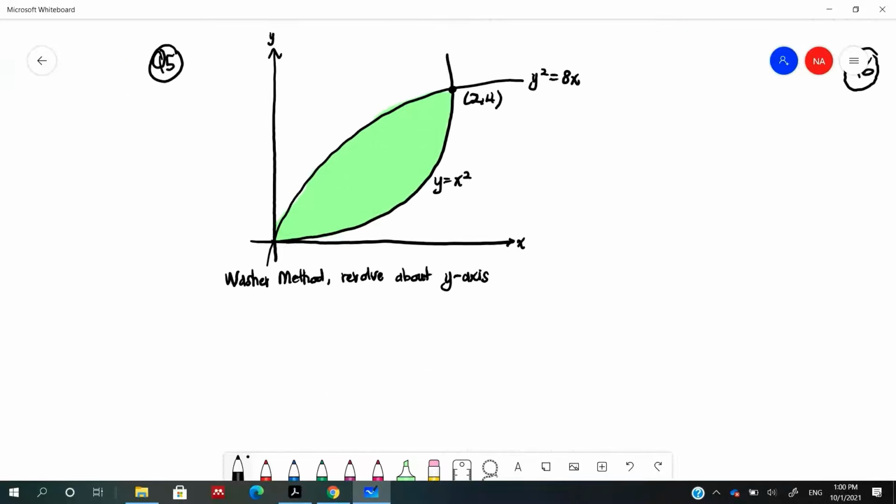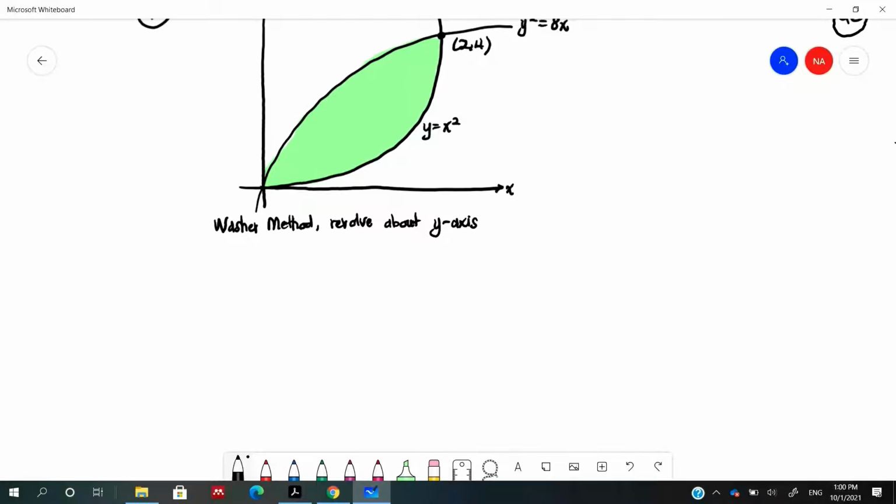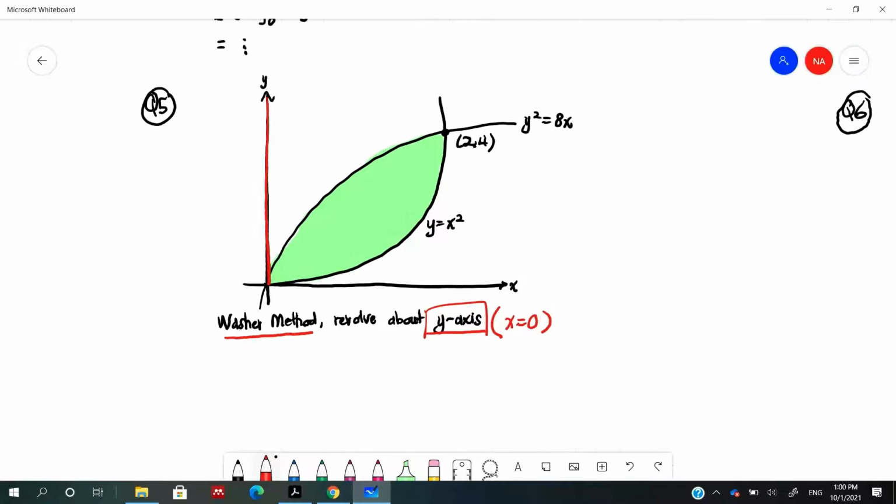All right, so next one, number 5. Suppose we have this region. Now we want to find the volume when it is revolved about the y-axis using the washer method. We should note that when we have the word y-axis, it is actually x equal to 0. So it is a vertical line here. This is our axis of rotation, x equal to 0.